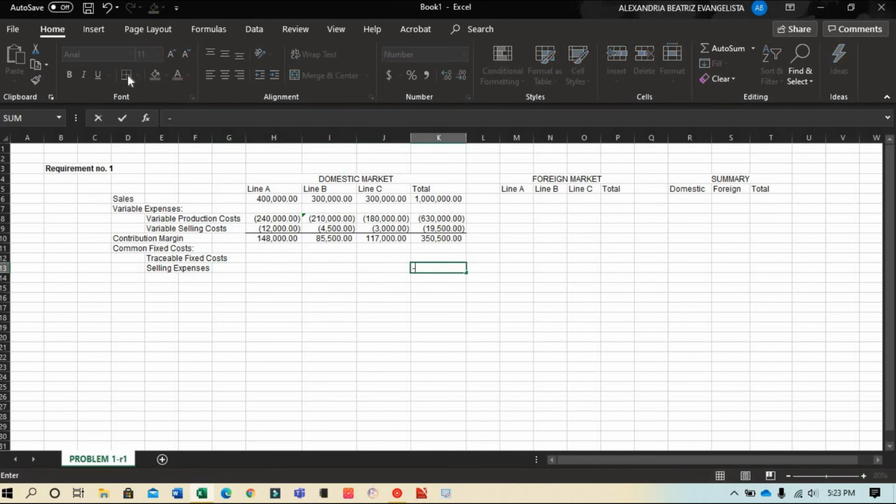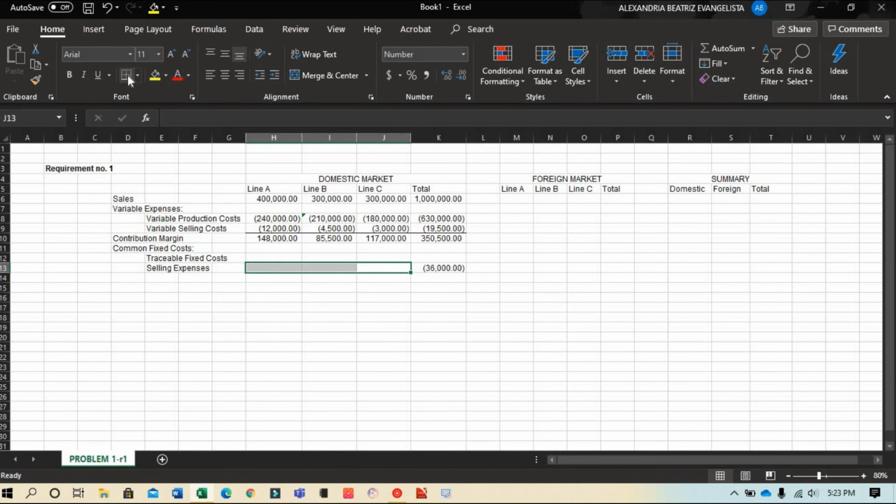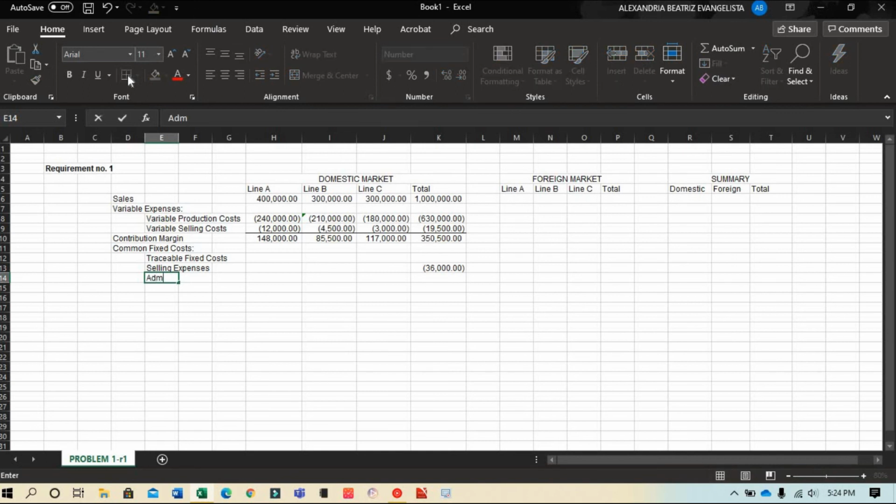But here, I'm going to put this at the total. Why? Because there's no data given in the problem on how we are going to allocate the 36,000 to the three lines or the three products. So let's just assume that it is traceable to the whole domestic market. So we're going to place 36,000 here, the total. Oops, is it in line? Okay, it's aligned.